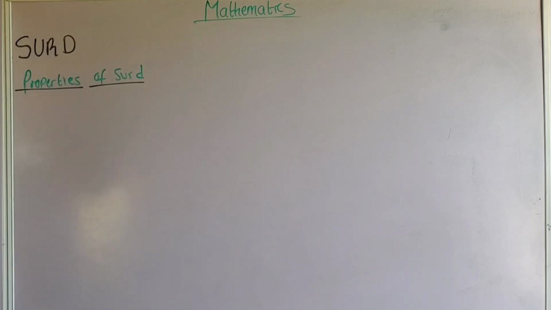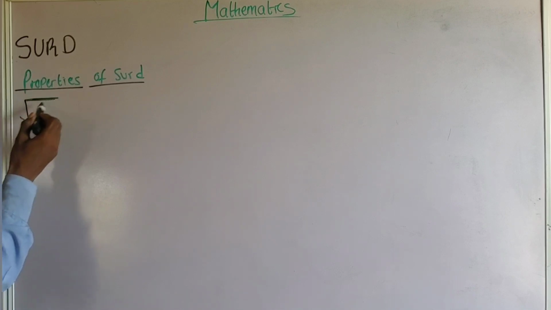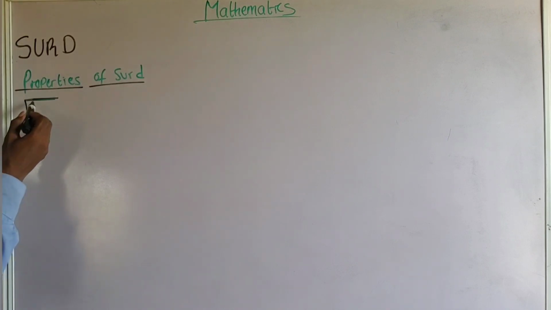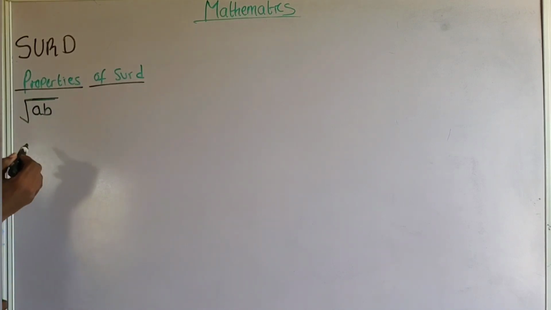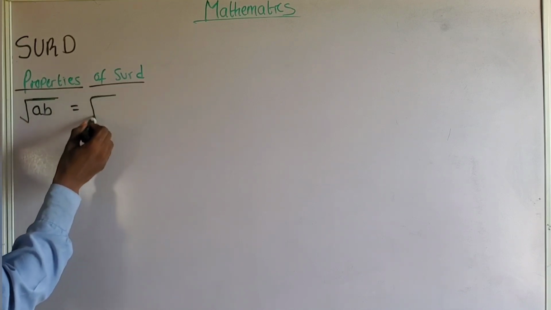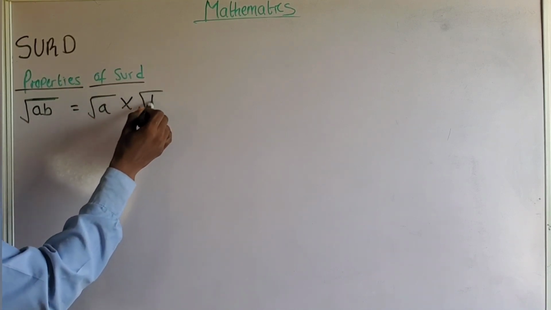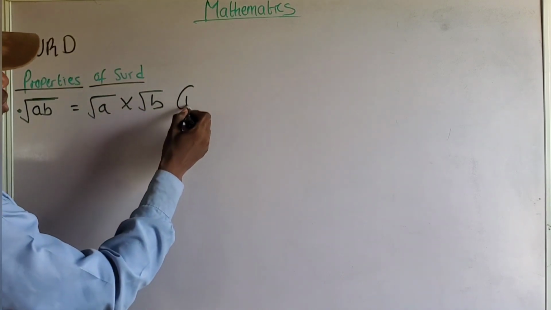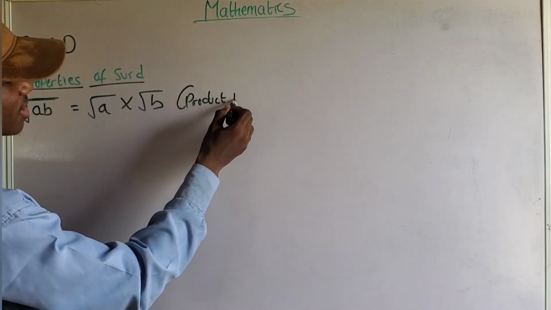The first rule is the product rule. The product rule states that if you have two surds that are multiplying each other, I'm talking about the rules of surds now. If you understand this rule, half of the problem is already solved. According to the product rule, let's say we have the root of A times B, it can be written as the root of A multiplied by the root of B. This one is called the product rule.